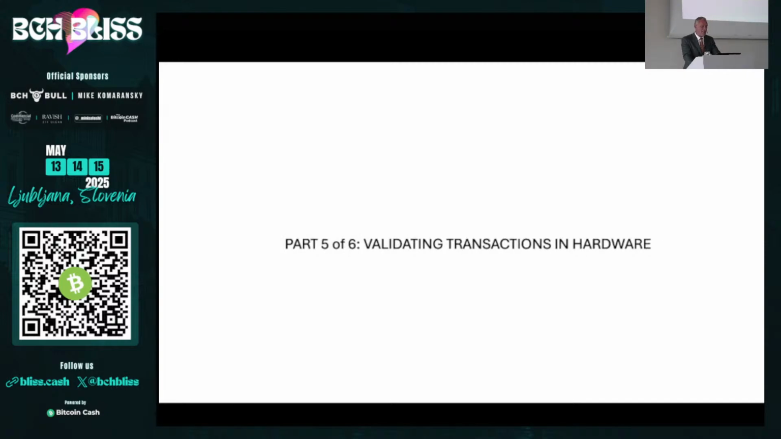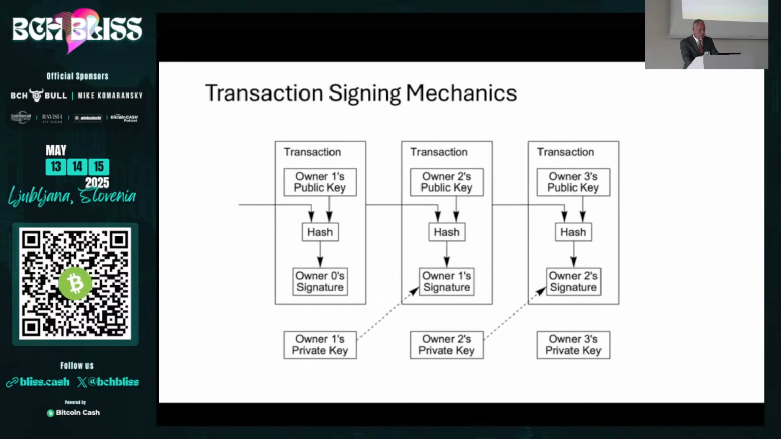Okay, part 5 of 6, validating transactions in hardware. So we did SHA-256 in hardware. We talked about checking signatures. Well, we can validate entire transactions in hardware too. Let's just review some transaction mechanics.